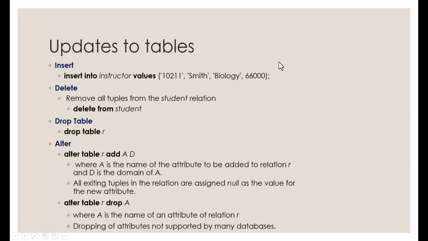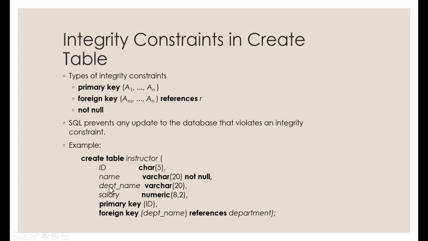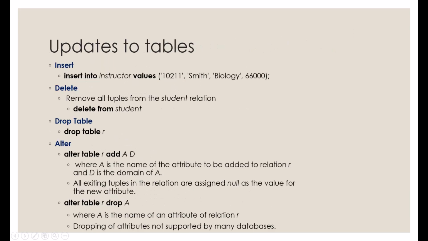Because we're trying to put in the 66,000 as the department. That was the third one. And then the fourth one is salary, but we're trying to put in 66,000 as that. So make sure it's in the same order. You could also delete from student, and then you can remove all of them. You can remove certain rows. You can drop a whole table using drop table R. Okay? And once you do this, you will not be able to find this table R from your database. You can also alter.